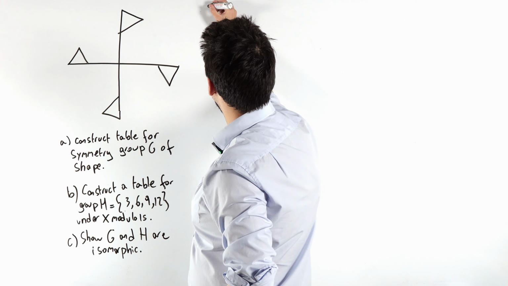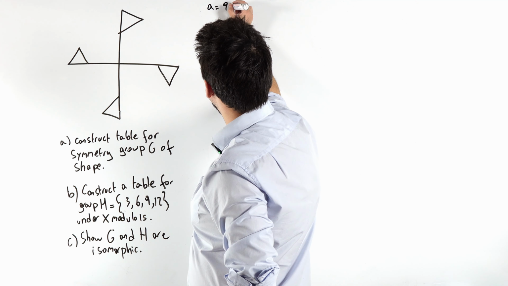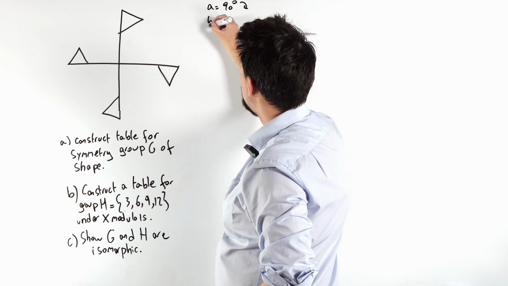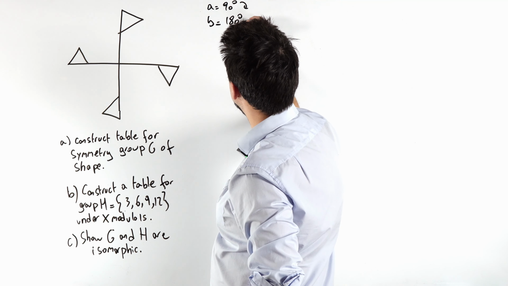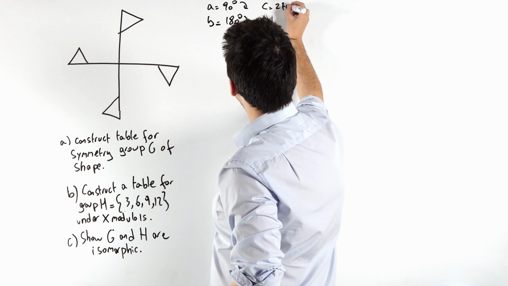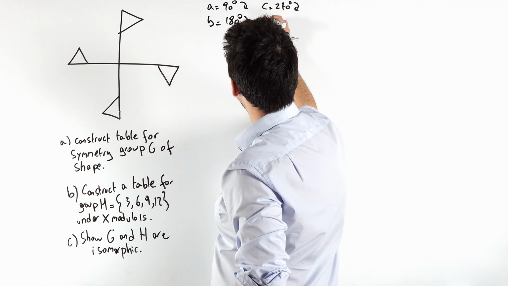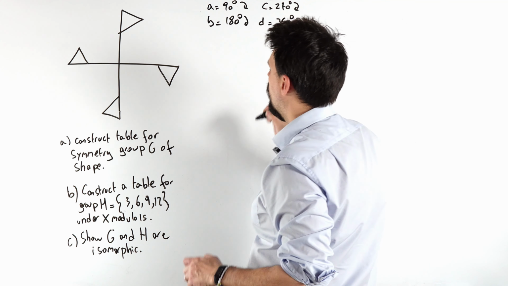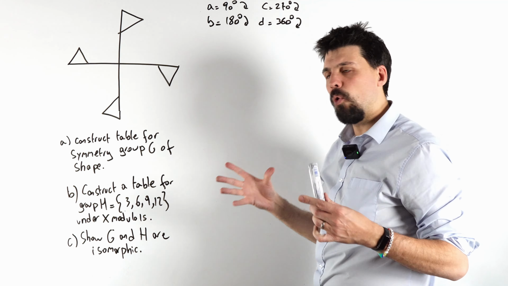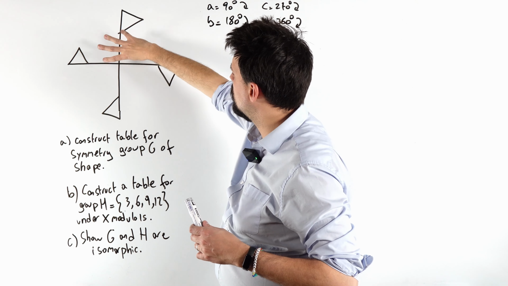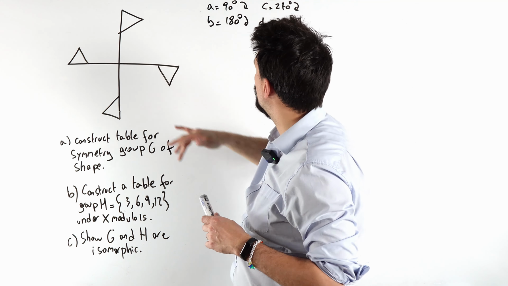A is 90 degrees, and let's just go clockwise. B would be 180 degrees clockwise. C would therefore be 270 degrees clockwise, and D is going to be 360 degrees clockwise. So basically quarter turns. You will get the same shape if I go one quarter, two quarters, a three-quarter turn, or a four-quarter turn.